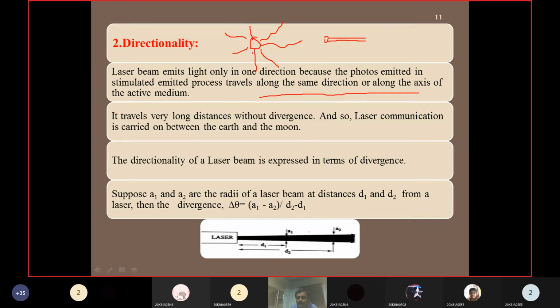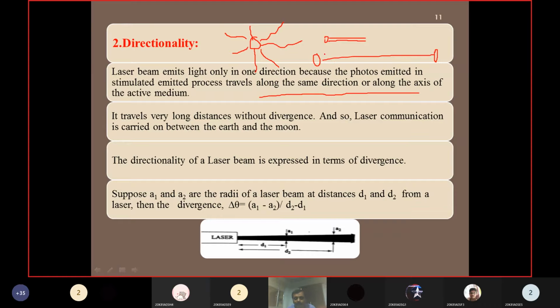If you take normal light and focus it from Earth to the Moon, the distance is so far that the light spreads over that entire distance. So the intensity of the light also decreases greatly before reaching the Moon, because it is spreading.